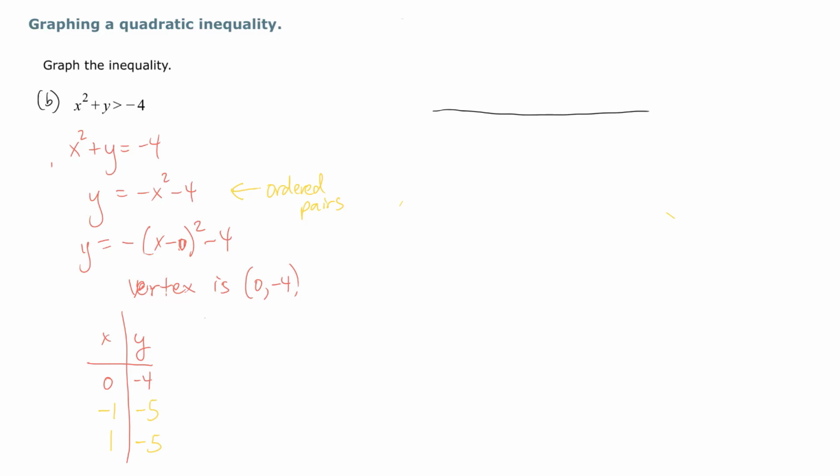Draw a set of axes. Do the best you can. 0, -4, 1 and -5, -1 and -5. And we need a dotted parabola like that, right? Once again, there are two regions. There's a region inside that parabola, and there's a region outside that parabola.